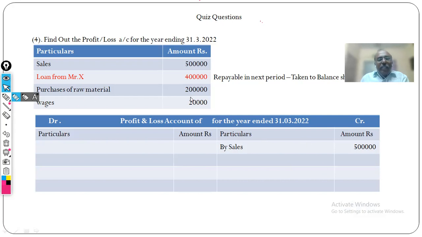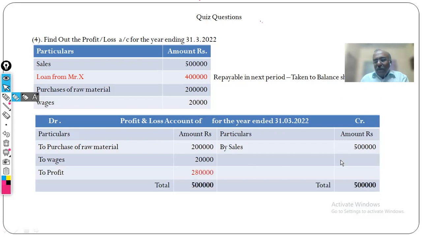Then purchase raw material, that is the money spent for buying goods for this year. So 2 lakh, that is the expense. Wages 20,000, that also we spend money, so that is also expense. Now if you total on the income side 5 lakh rupees, whereas on the expense side 2 lakh 20,000. So 5 lakh is the highest value, so we are going to put 5 lakh as the account total. So 5 lakh minus 2 lakh 20,000, 2 lakh 80,000 is the balancing figure. Since income is more than expenses, this is profit. 2 lakh 80,000 is profit. So this is how we need to work out.